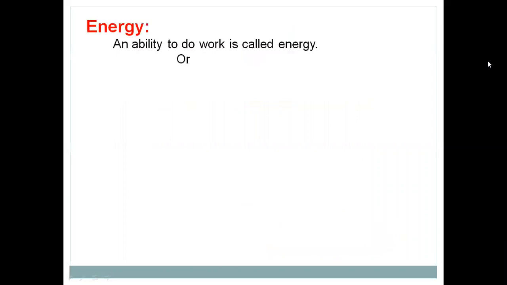So before discussing this energy flow, what is energy? We know an ability to do work is called energy. Of course, there are a number of definitions for energy. One more definition may be written as: the capacity to do work is called energy. For example, two persons having different capacities have different energies.